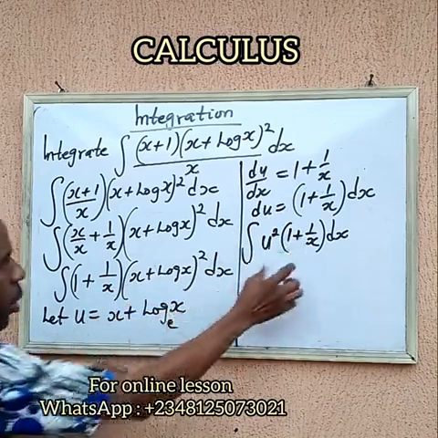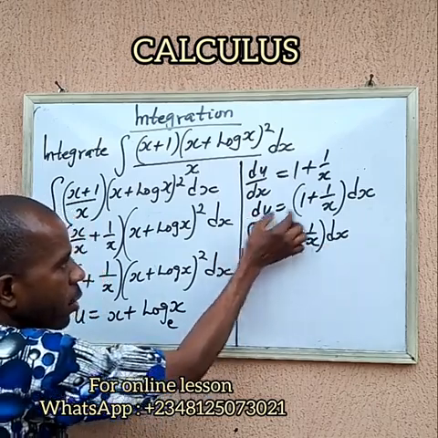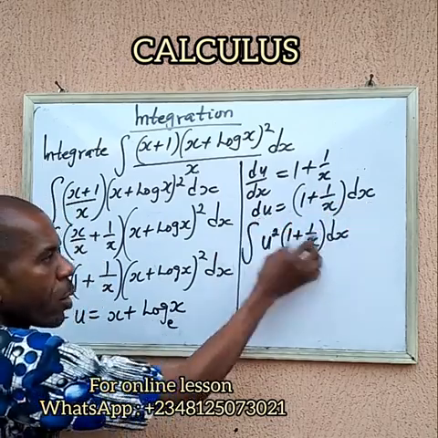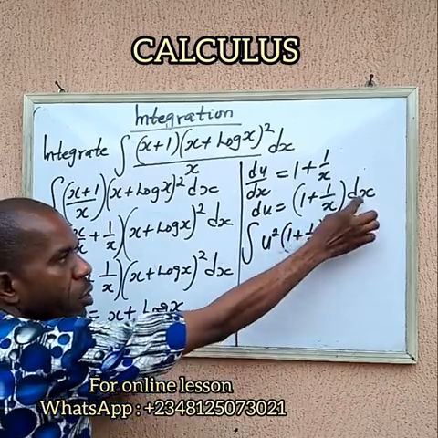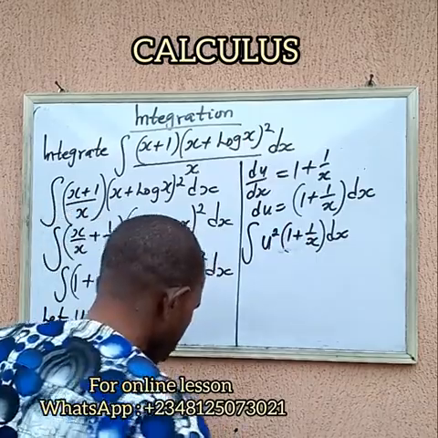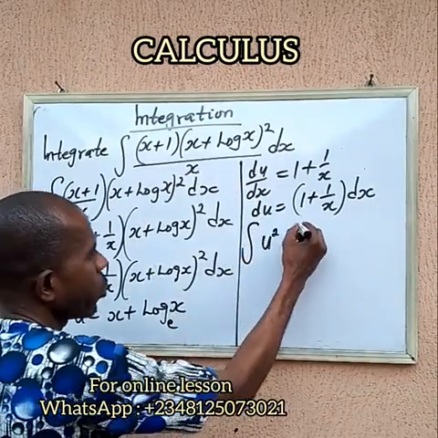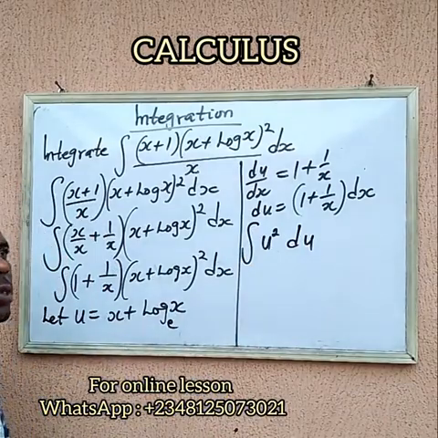If you notice now, we have 1 plus 1 over x, then dx here. Now look at it here. This same 1 plus 1 over x, then dx, is equal to du here. So which means in this place, we are going to put du. No longer 1 plus 1 over x, then dx. So let us clean it. At that point, this will now give us u squared du. Now let us integrate.